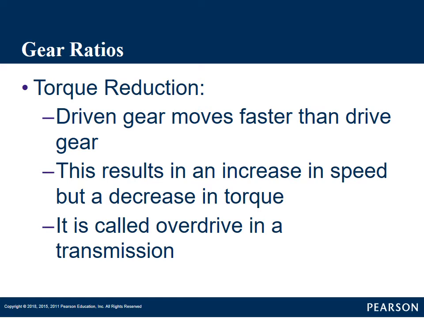Now we're going to talk about torque reduction, where the driven gear moves faster than the drive gear. Remember, in gear reduction, the drive gear is moving faster. In torque reduction, the driven gear moves faster. This is where we get our overdrives. Now instead of the drive gear being smaller than the driven gear, in torque reduction, the drive gear is larger than the driven gear. This results in an increased speed. In other words, we can have higher highway speeds, but we have a decrease in torque. We no longer multiply torque, we actually get a torque reduction.